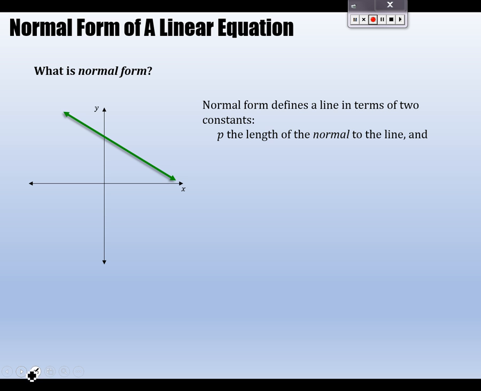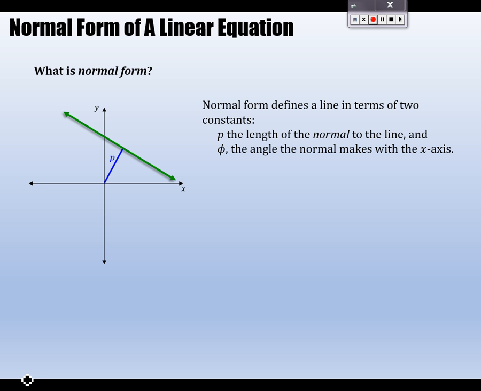One of the parameters is P. It's the length of the normal to the line, which we'll explain what that means in a second. And phi, the angle that the normal makes with the x-axis. The picture is worth 1,000 words. So here we've got a green line that we're trying to describe somehow. And here's the way we're going to do it.